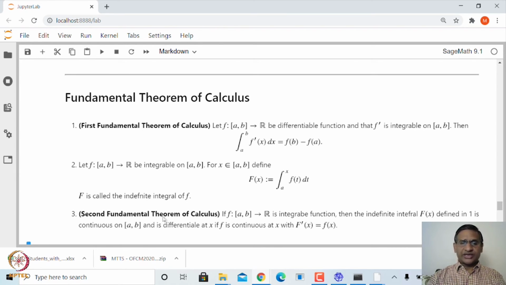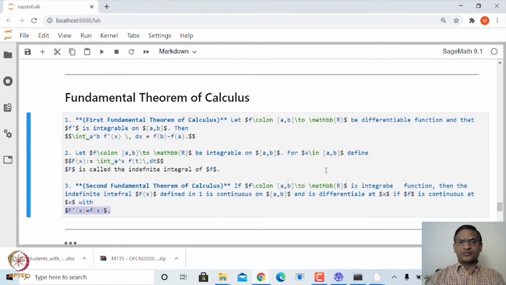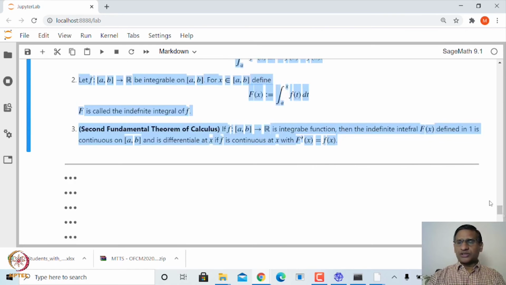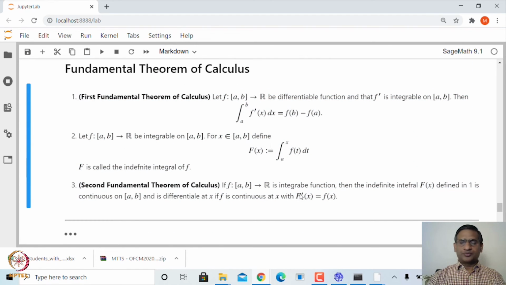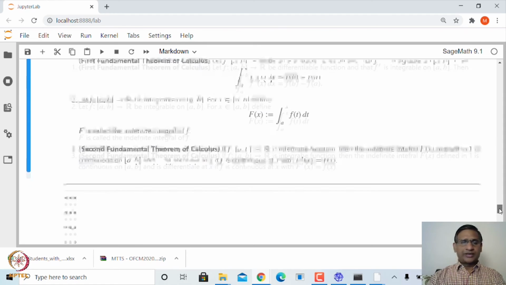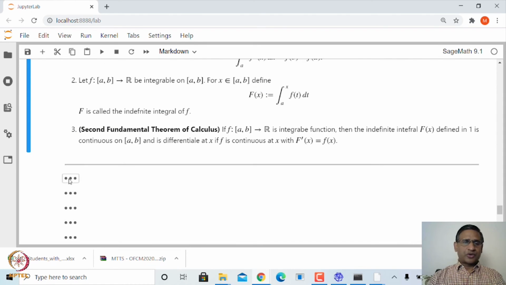So that is what is called the second fundamental theorem of calculus. If you define this indefinite integral of f and take the derivative, that is what you get: capital F dash(x) is small f(x). This is called the second fundamental theorem of integral calculus, and the other is called the first fundamental theorem, and the calculation of this Riemann integral is actually based on these two facts. So, let us look at a small example.